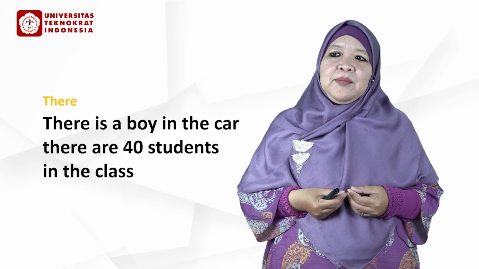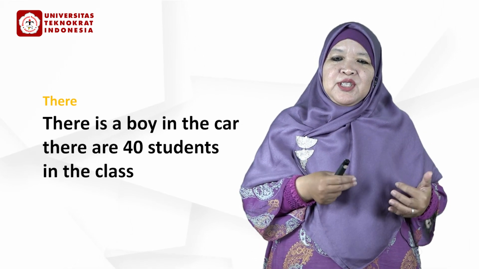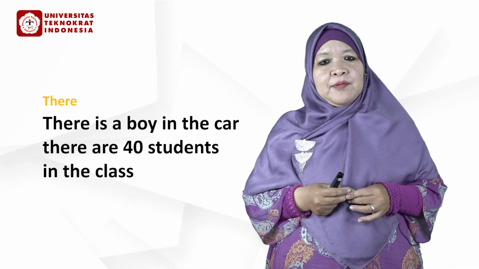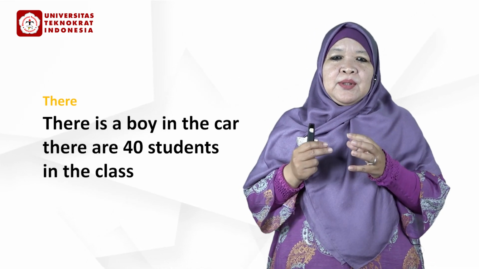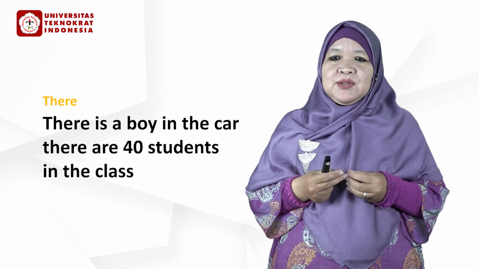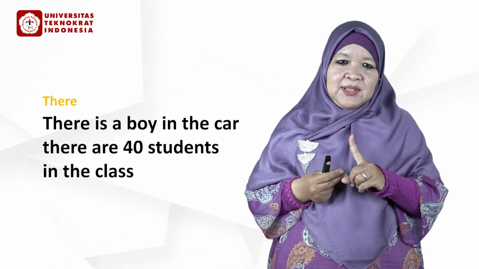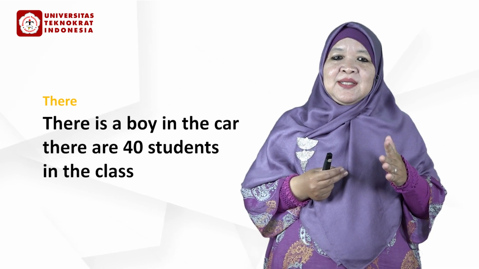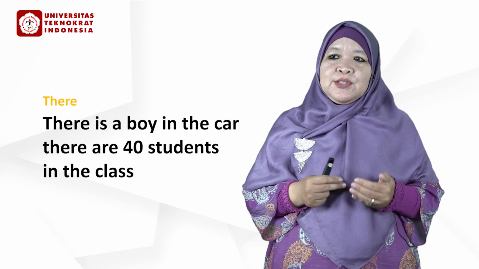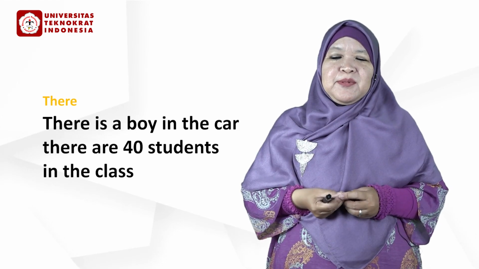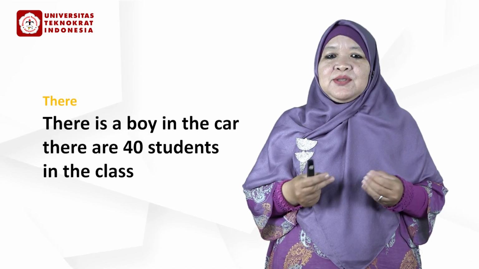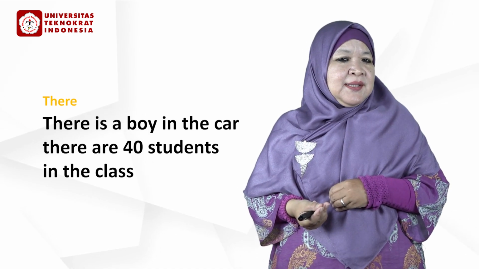So the word there can be followed by either singular or plural auxiliary verbs depending on the noun that is following. In the first sentence, there is a boy, singular, so we use there is. But when we come to the second sentence, 40 students are the same as they. So we use are. There are 40 students in the class.